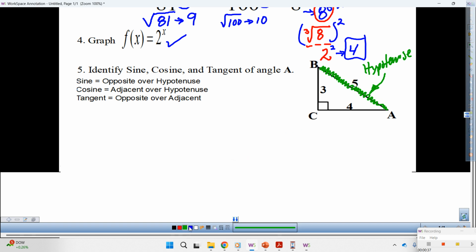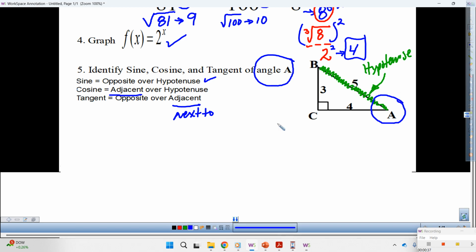The other word that I need to clarify is this one, adjacent. Adjacent means next to. All right, so here they give us triangle A, B, and C. It's a right triangle. So if they ask me to find the sine, which is opposite over hypotenuse, that means they want us to refer to a particular angle. What angle are they asking us to focus on? A. So then you get there, you circle angle A.